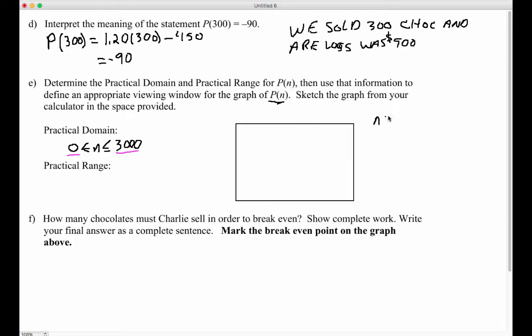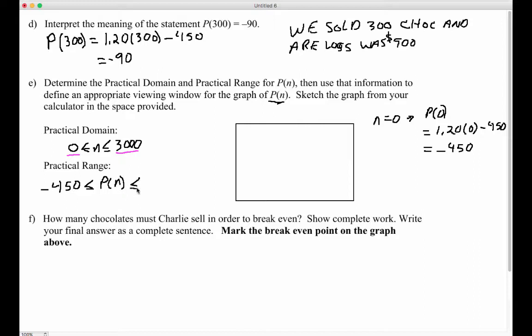So if we let n be equal to 0, then that says we're looking at P of 0, which is going to be equal to 1.20 times 0 minus 450, which is going to be equal to negative 450. So, I mean, that makes sense. It says that if Charlie doesn't sell any chocolates at all, it still costs him $450 just to have the place to have his business. So that's the lower end of our range. So I've got to put a P of n in there. Don't put an n. We're talking about P's now.